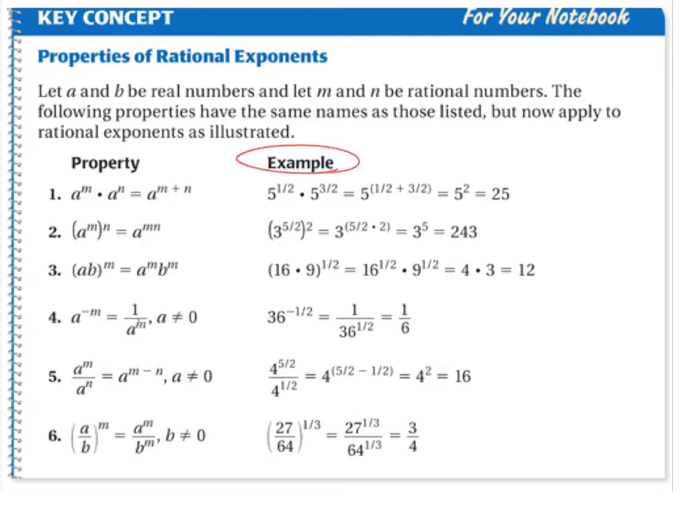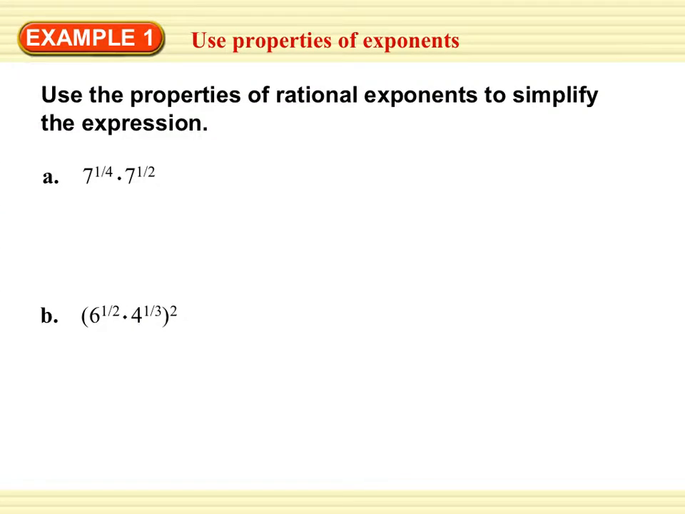The big difference here is that all of my examples, or most of my examples, are going to be fractions. So just get your calculator out and have fun with your fractions. But the rules that we've learned in the past hold true. It's just now we're working with fractions. So use the properties of rational exponents to simplify the expression. Here I have the same base of 7, so I need to add those exponents. So 1/4 plus 1/2 is 3/4.